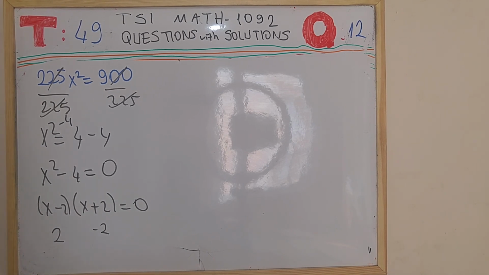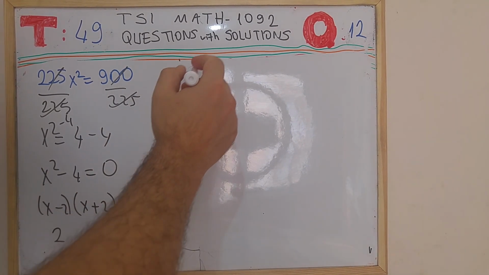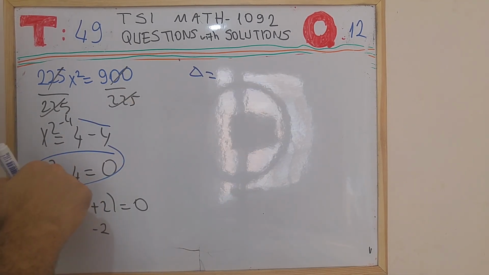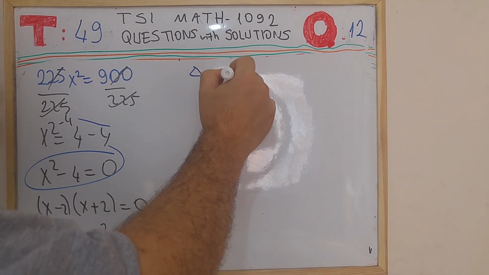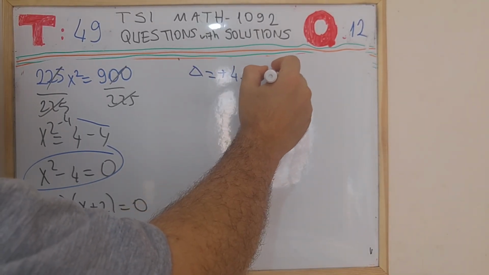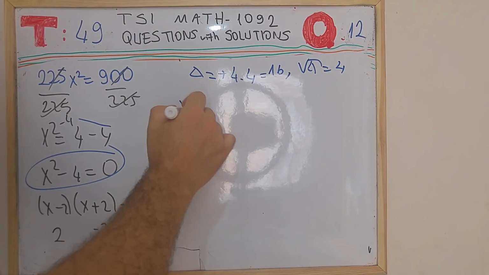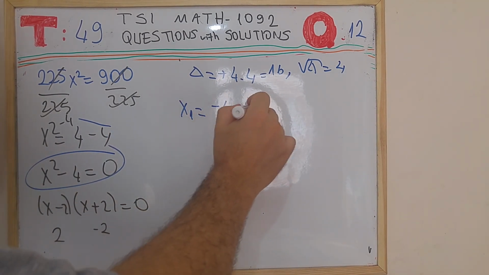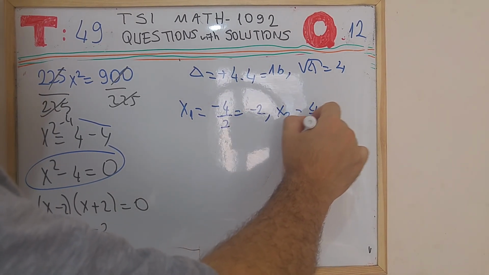On the other hand, if you would like to solve it in the classical way, you can do it too. Let's calculate it that way too. Delta for this equation, delta is equal to b squared, which is equal to 0, minus 4 times a times c. So that's minus 4 times a, which is 1, times minus 4. So delta is equal to 16, and square root of delta is equal to 4. x1 is equal to minus b, which is 0, minus 4 over 2, which is equal to minus 2, and x2 is equal to plus 4 over 2, which is equal to 2.